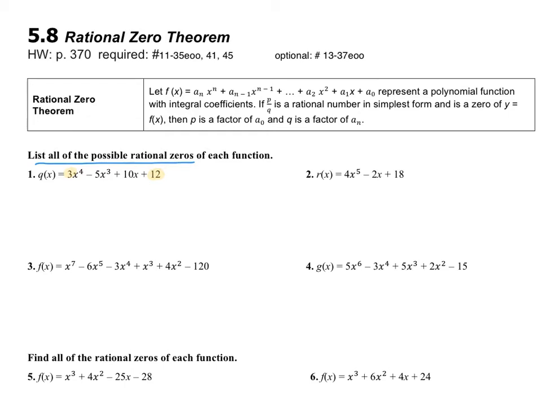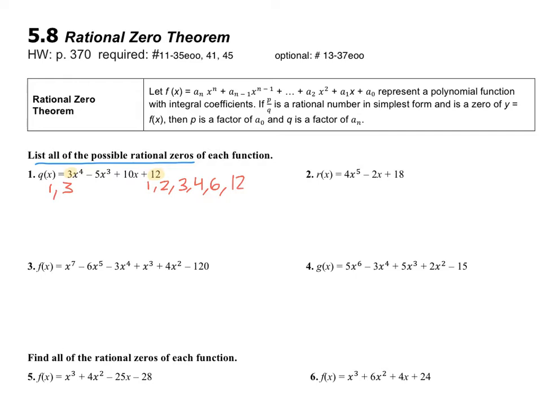So the factors of 3 are 1 and 3. The factors of 12 are 1, 2, 3, 4, 6, and 12. All right, so then for your list of possible rational zeros, all you do is take the numbers on the right and divide by the numbers on the left. And you also put plus or minus in front.